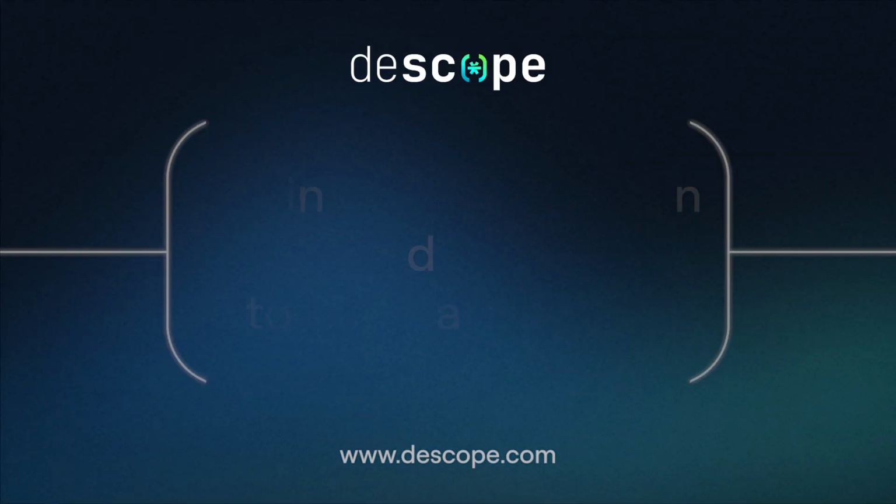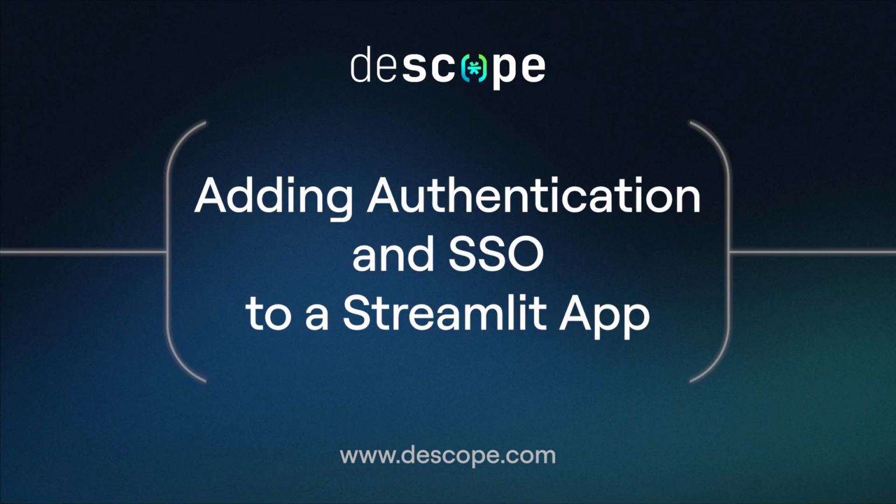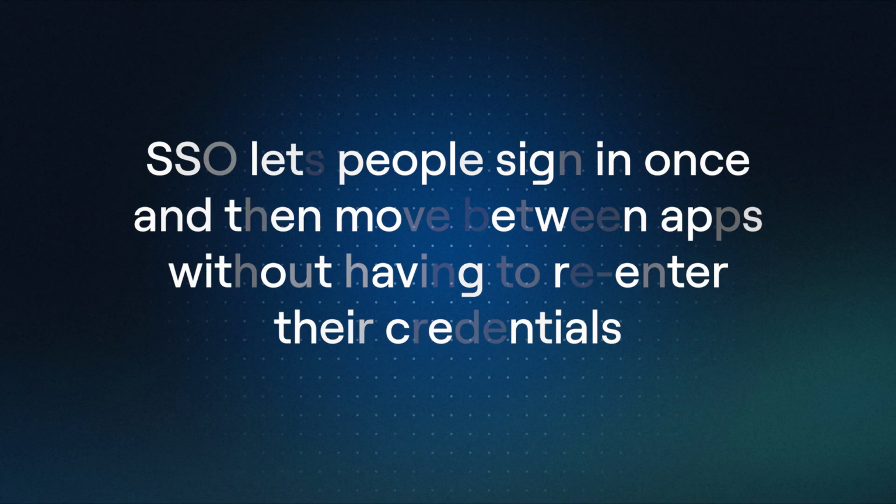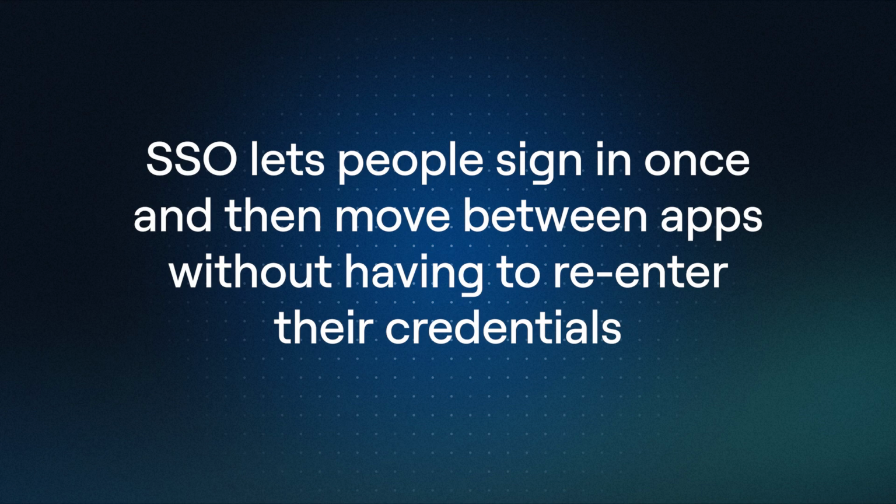Streamlit makes it easy to turn Python scripts into shareable data apps. But when these apps grow beyond personal use and teams start relying on them, you need to ensure they're safe by adding authentication and single sign-on. Authentication keeps sensitive data protected and controls who can access what. SSO lets people sign in once and then move between apps without having to re-enter their credentials.